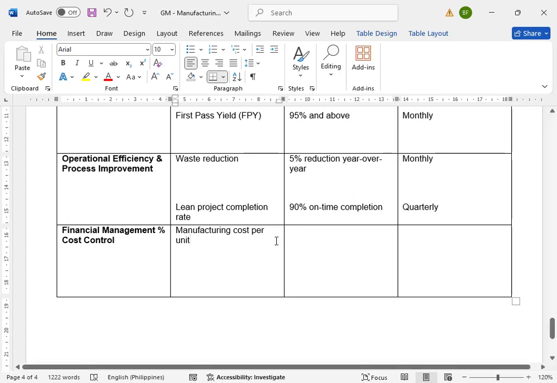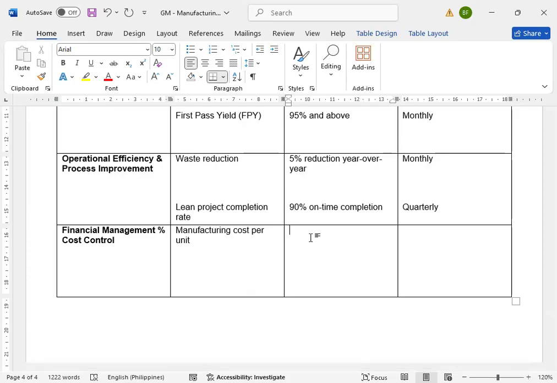Okay. So what do you expect of this? Manufacturing cost per unit. This one should be within the budget, right? Within the budget. All right. Whatever the budget he has for the cost, overhead, operational cost, working capital, etc.